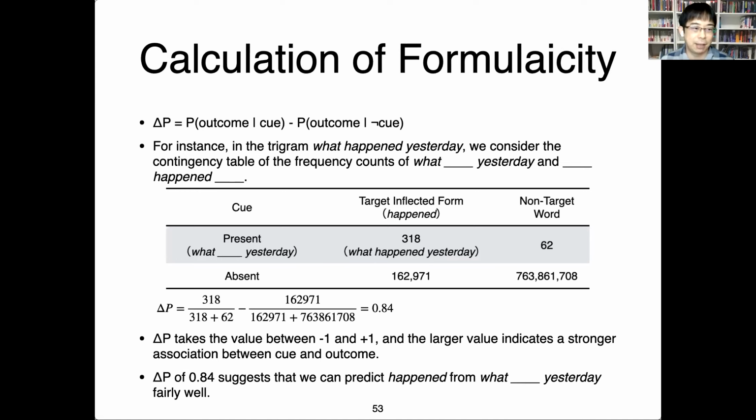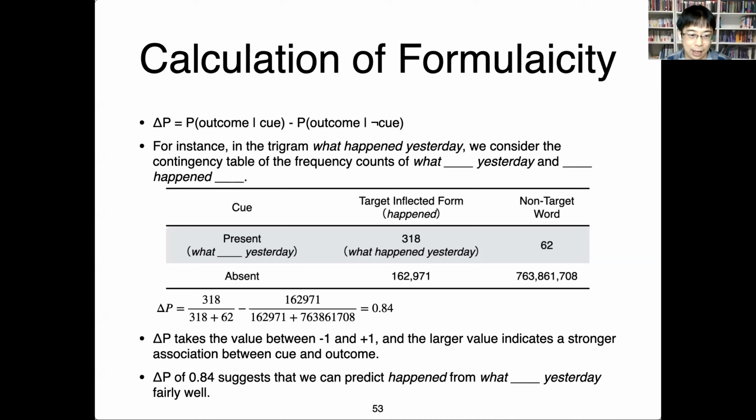So we used delta P as a measure of formulaicity. For instance, in the trigram "what happened yesterday," we considered the contingency table of the frequency count of "what something yesterday" and "something happened something." And as shown in the table here, if we do a bit of calculation, the delta P in this case is 0.84. And delta P takes a value between -1 and +1, and the larger value indicates a strong association between the cue and outcome. And in this particular case, 0.84 suggests that we can predict "happened" from "what something yesterday" fairly well. So this is a measure of to what extent we can predict the words or inflected form of the word from the surrounding words.